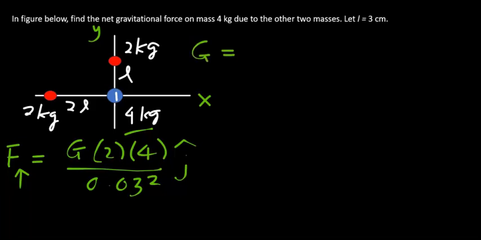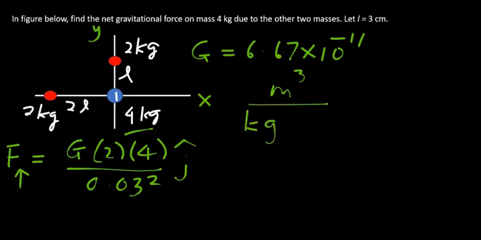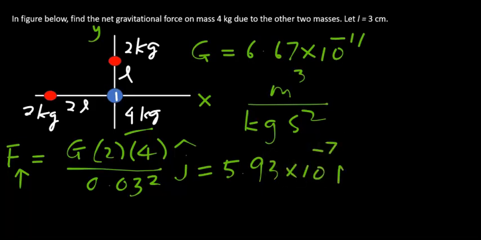The value for the universal gravitational constant is 6.67 times 10 to the power minus 11 in the units of meter cubed over kg second squared. And the final answer for this is 5.93 times 10 to the power minus 7 newtons in the j hat direction. So that is just the contribution from that mass. Now let's look at the 2 kg resting on the x-axis. That 2 kg would pull the 4 kg to the left, like that. So let's denote that force in that manner.